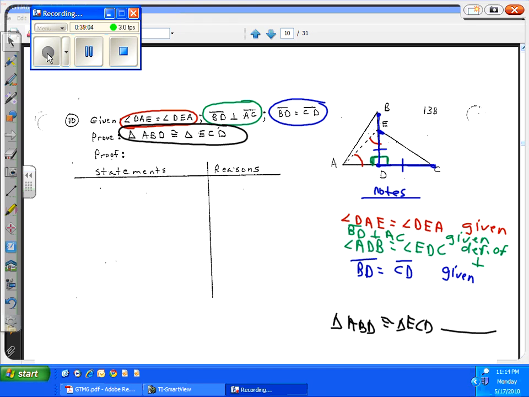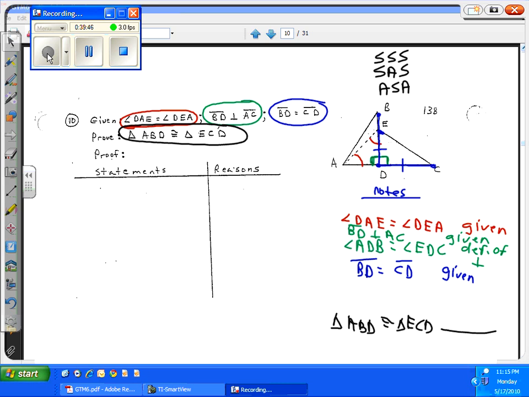We need a reason for that. So our job is to find a reason that we can reach the conclusion we're trying to reach, that triangle ABD is congruent to triangle ECD. So we're going to think of every way that you can prove that two triangles are congruent, and the only choices we know so far are side, side, side, side, angle, side, and angle, side, angle. So we need to think about what we're given so far and what else we could conclude.